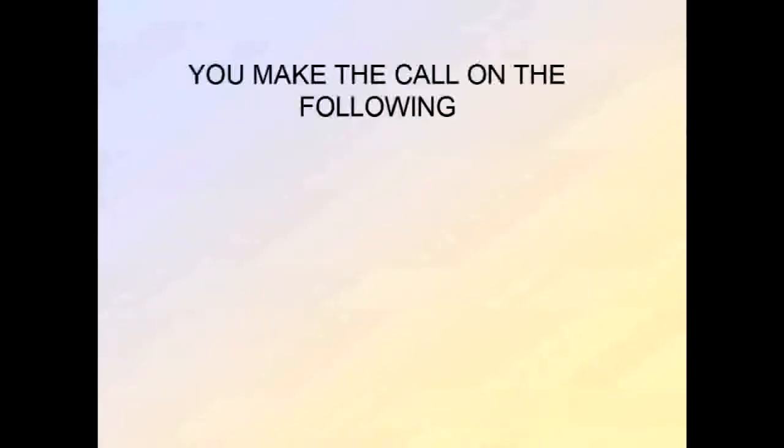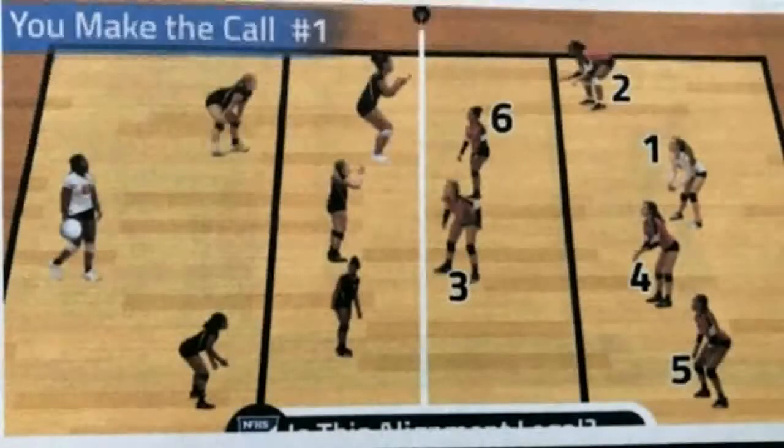Now let's have some fun. You make the call in the next diagrams. The call you should make is legal or illegal. If you call illegal, you should know the reasoning why. Take a look at the team on the right. Identify the positions 1 through 6 and identify whether this is legal or illegal. If it is illegal, answer why it's illegal.